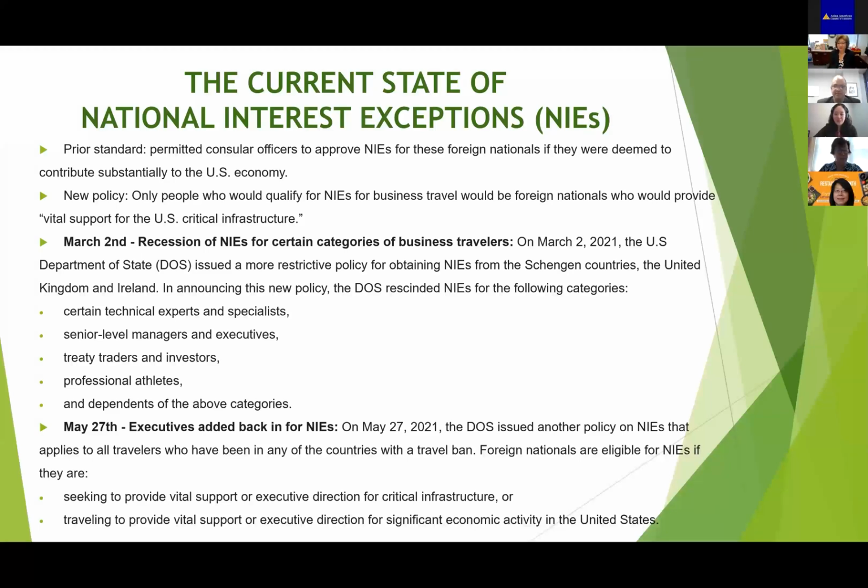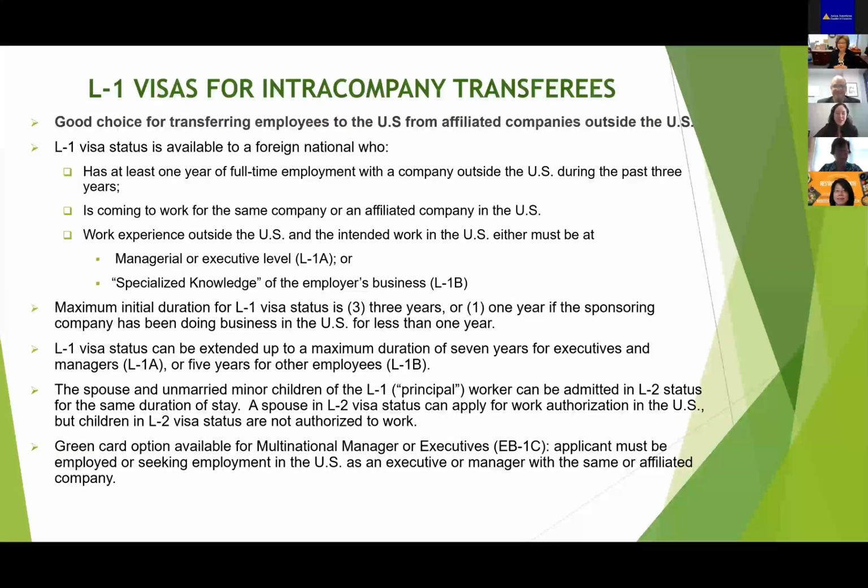Okay, thank you, Jill. So I will focus on the L1 and O. These are both types of non-immigrant visas, which means they're temporary visas that allow you to work and remain in the United States with your families if you choose to do so. So the L1 is a visa for an intercompany transfer. It's actually a good choice if you choose to transfer an employee to the US that is already working for an affiliated company outside the United States.